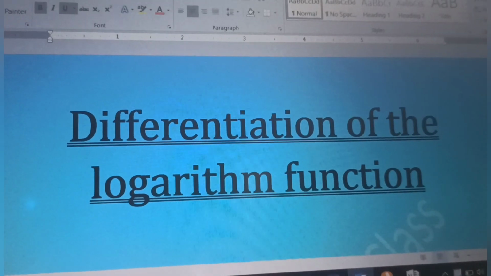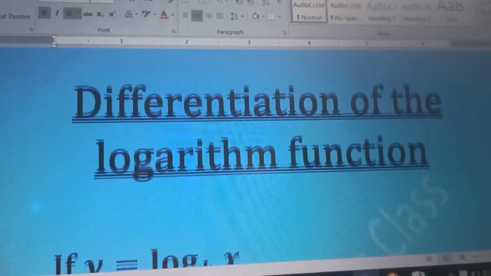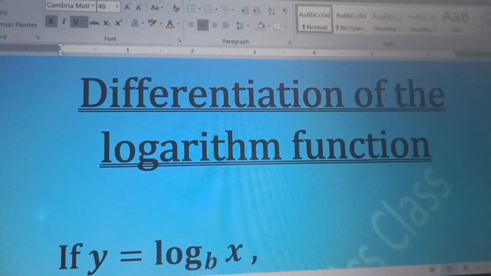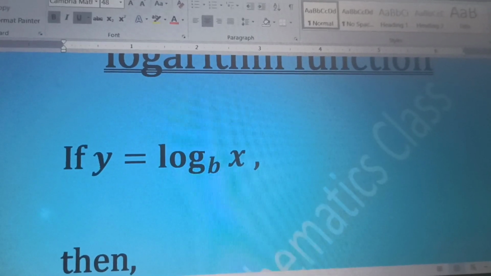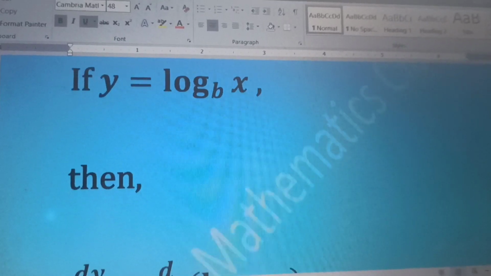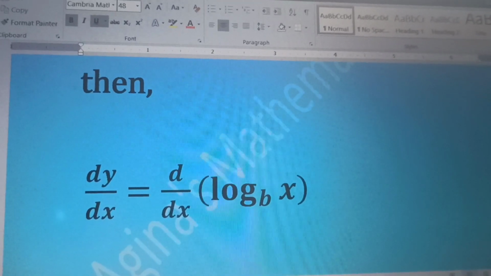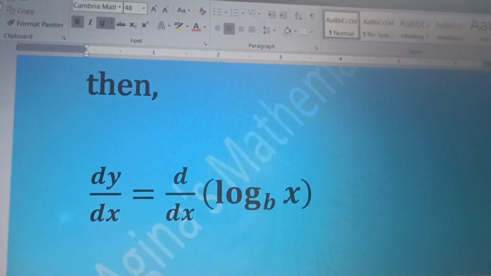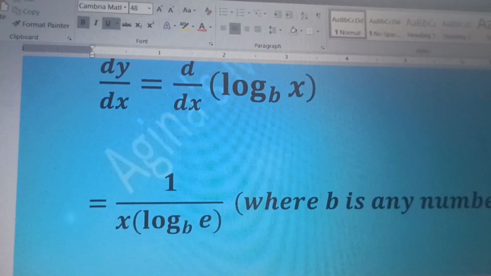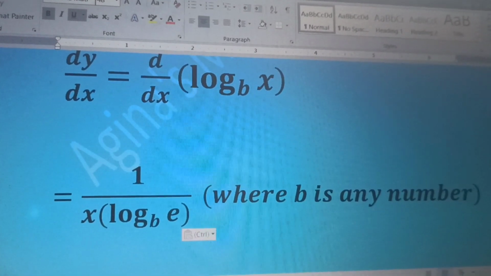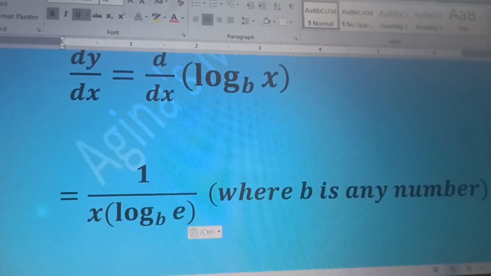Hello, we are going to learn how to differentiate the logarithm function. So our topic is differentiation of the logarithm function. If y is equal to log x base b, then dy dx, that is the derivative of y with respect to x, is equal to d dx of log x base b. And this is equal to 1 over x log e base b. Here b can be any number.